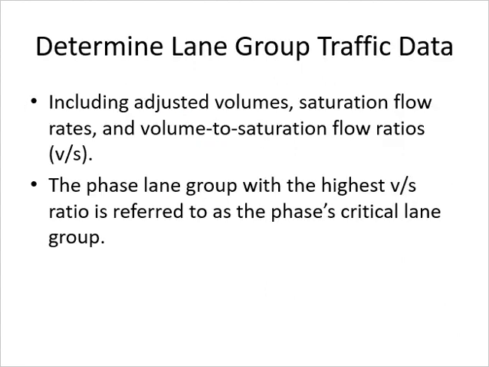Then you determine the lane group traffic data for each lane group: find out its volume in each lane, find out the saturation flow rate for each lane, and then you divide. Saturation flow rate for one lane group would be the same per lane because all the lanes have the same configuration. If you have 3 lanes in one lane group, all 3 lanes will have the same saturation flow rate. And then you calculate the V by S ratio, the volume to saturation flow rate ratio, for each lane group.